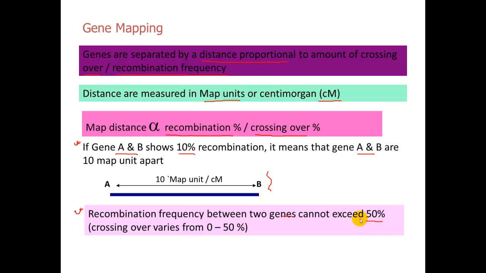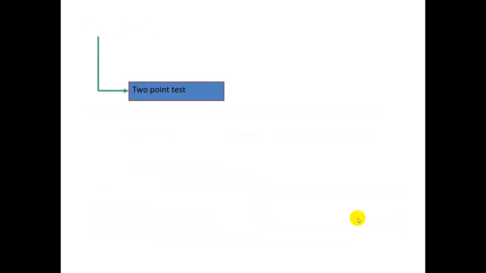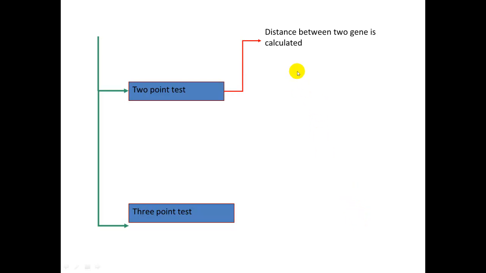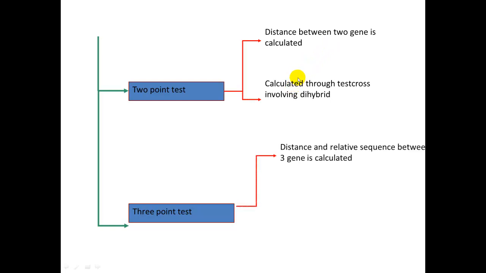Now, gene mapping can be of two types, what we call the 2-point test and the 3-point test. What exactly does the word point mean? Point means gene. So in case of the 2-point test, we can calculate the distance between two genes, and that is calculated through the dihybrid cross involving a test cross. Now in case of the 3-point test, we can calculate the distance between 3 genes, but here in addition to the distance, we can also calculate the sequence of the genes, okay?